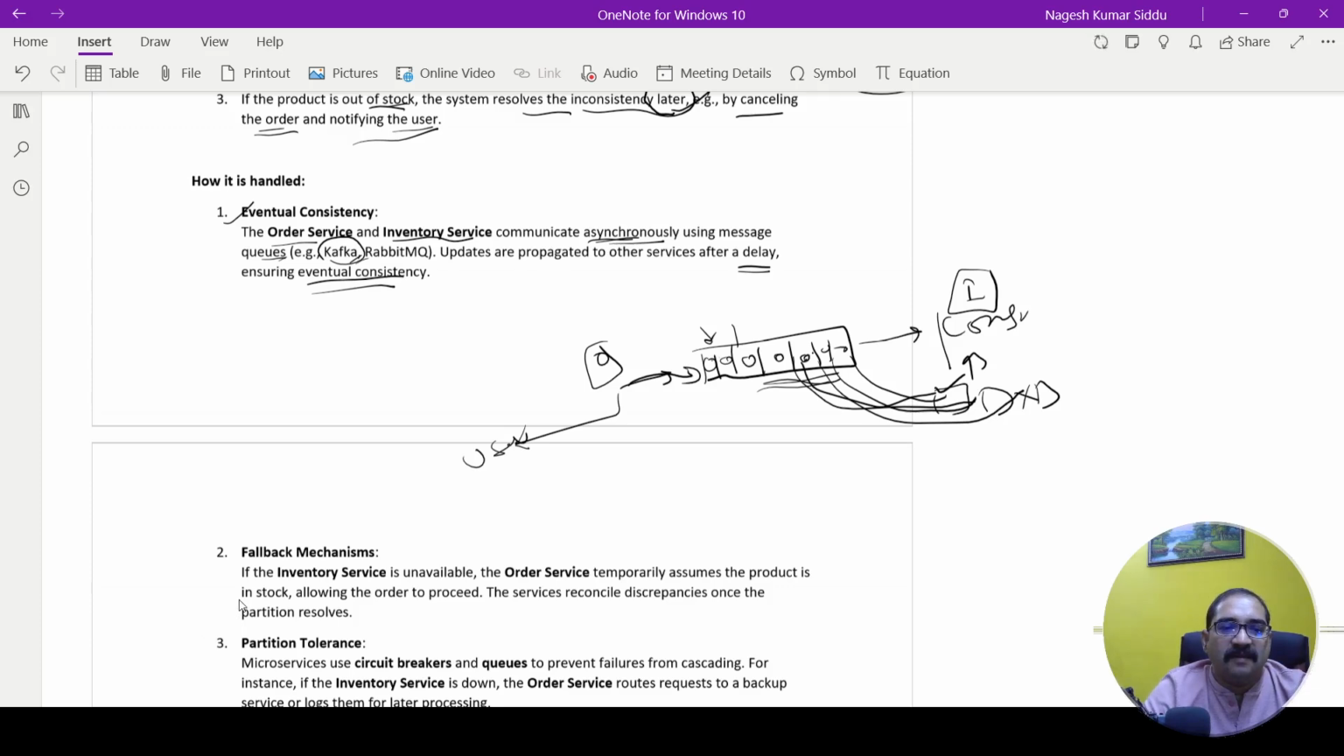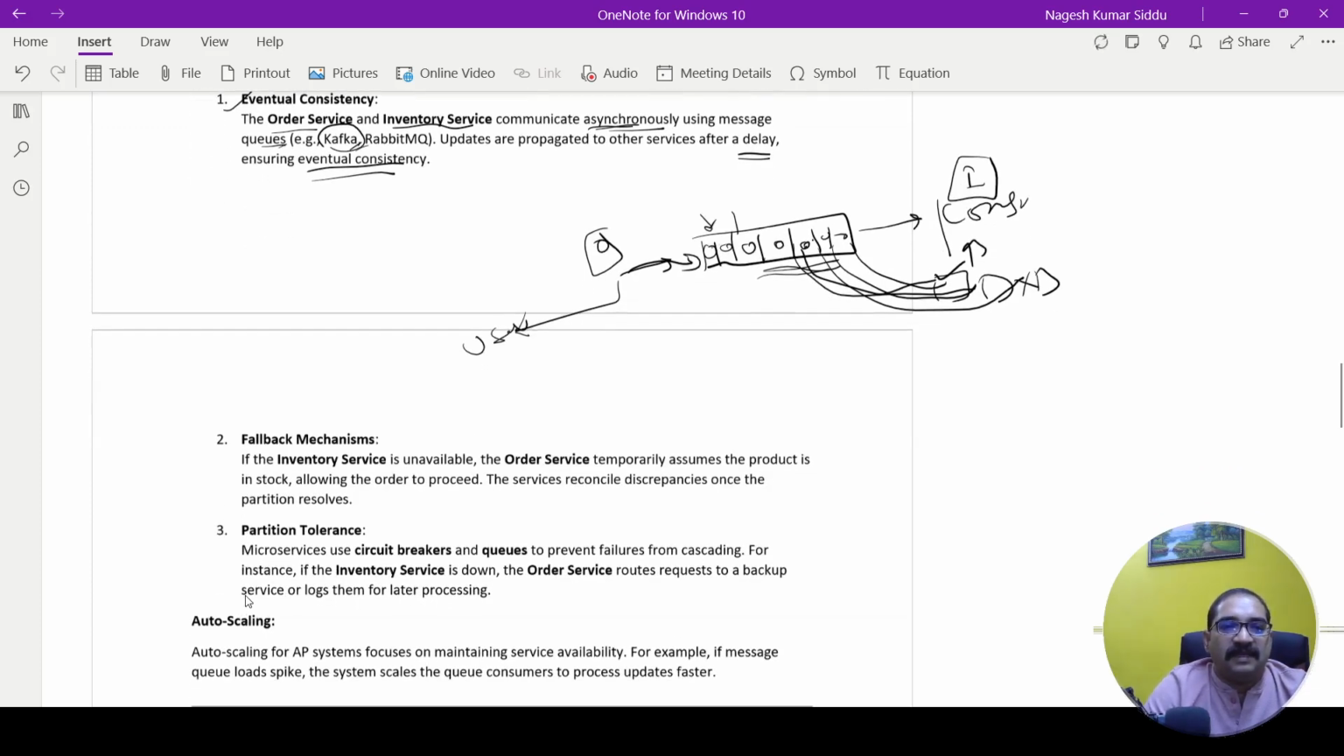Now let's see the fallback mechanism. This is another technique it uses. If the inventory service is unavailable, the order service temporarily assumes the product is in stock, allowing the order to be processed. The service reconciles the discrepancies once the partition is resolved. That means once the network is established again.